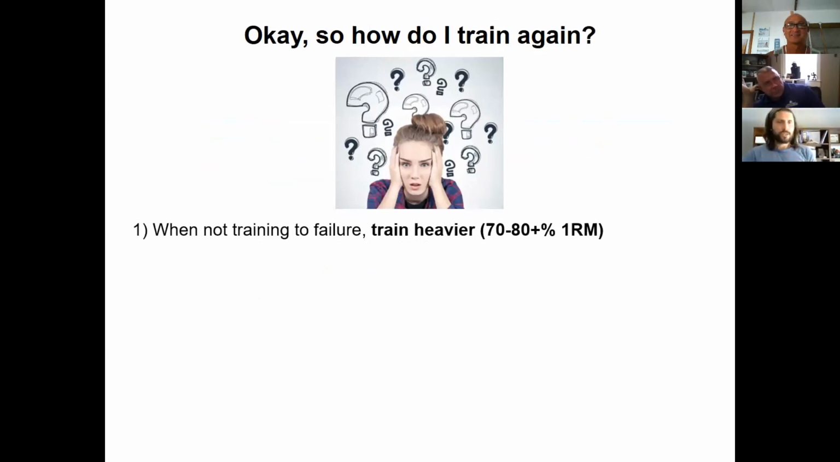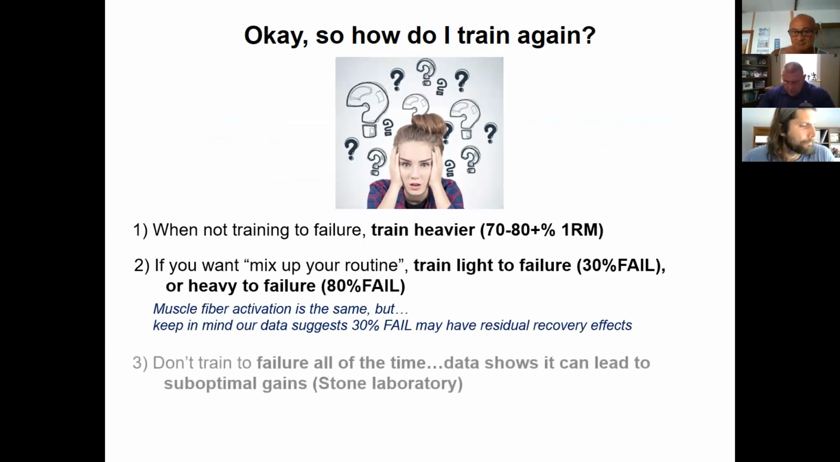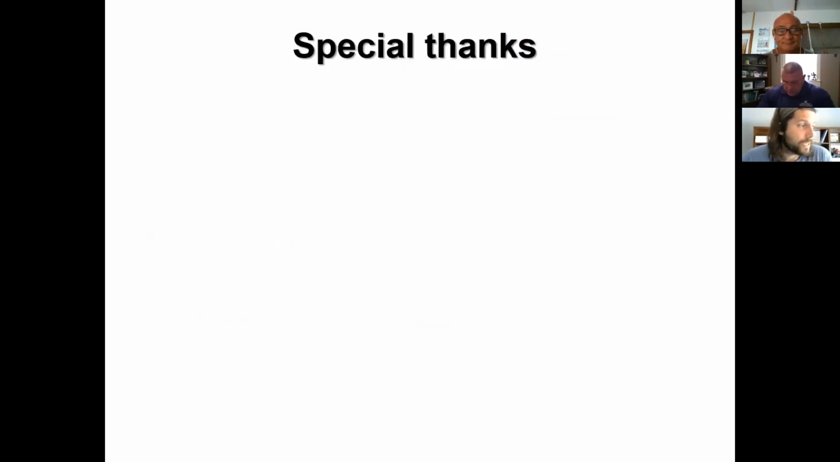Well, to sort of summarize our data, we think when not training to failure, if you want to get bigger, if you want to get stronger, train heavier. Train 70, 80, maybe even higher percent 1RM. If you want to mix up your routine, implement maybe during a 4-week or 6-week training block, 1 or 2 sessions for each muscle group where you sort of shock the system with higher volume training, maybe 30% 1RM, right? And then don't train to failure all the time, whatever you do, because again, the data is starting to come out that leads to suboptimal training adaptations.